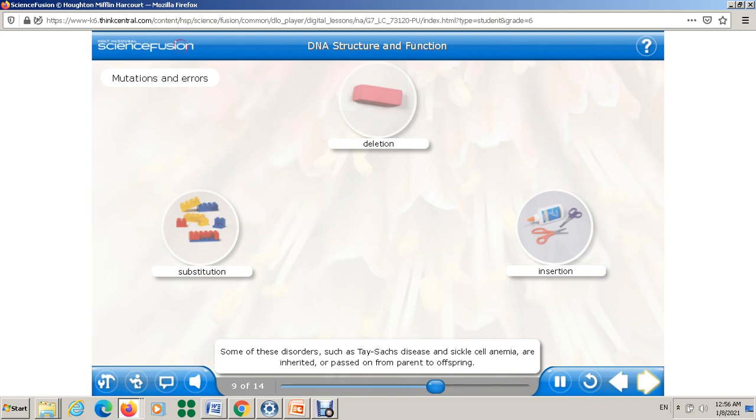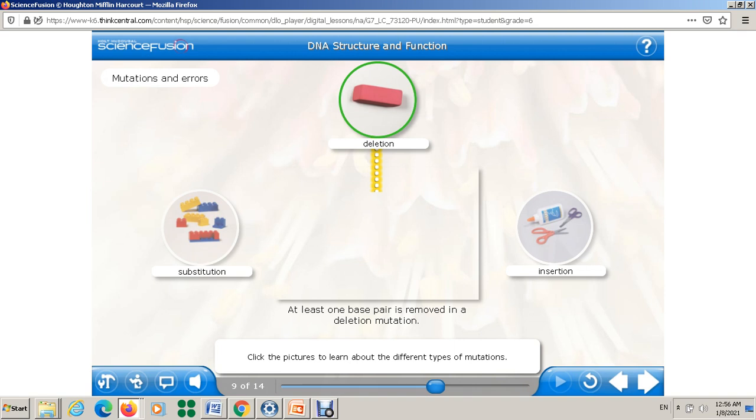Some of these disorders, such as Tay-Sachs disease and sickle cell anemia, are inherited, or passed on from parent to offspring. Other genetic disorders result from mutations that occur during a person's lifetime. Most cancers fall into this category. Click the pictures to learn about the different types of mutations. Okay, let's start with the first type.